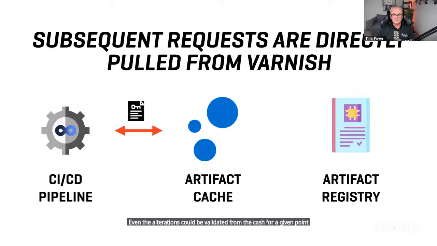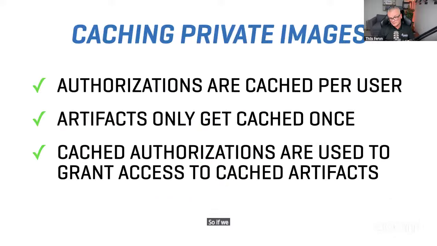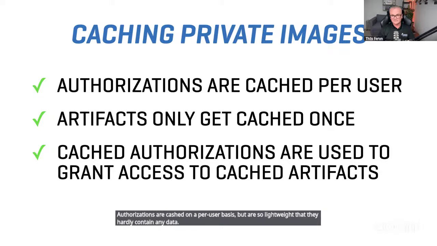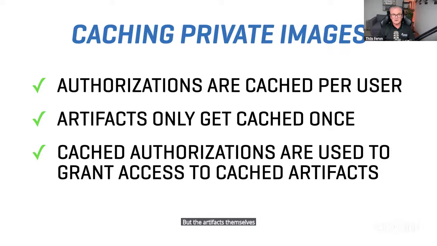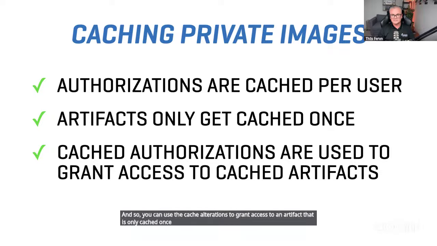So if we need to summarize how we deal with private images, authorizations are cached on a per user basis, but are so lightweight that they hardly contain any data. But the artifacts themselves that they represent are only stored and cached once. And so you can use the cached authorizations to grant access to an artifact that is only cached once. And that's where the efficiency lies.